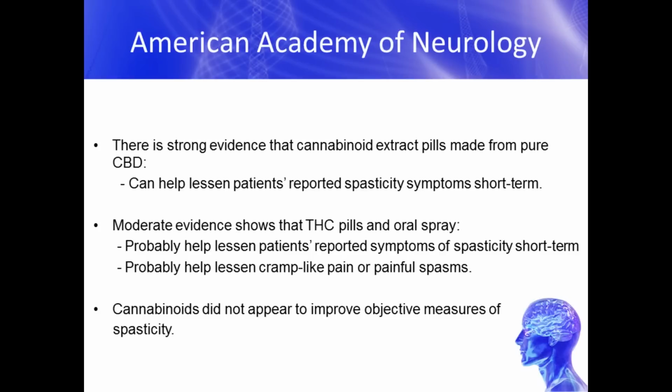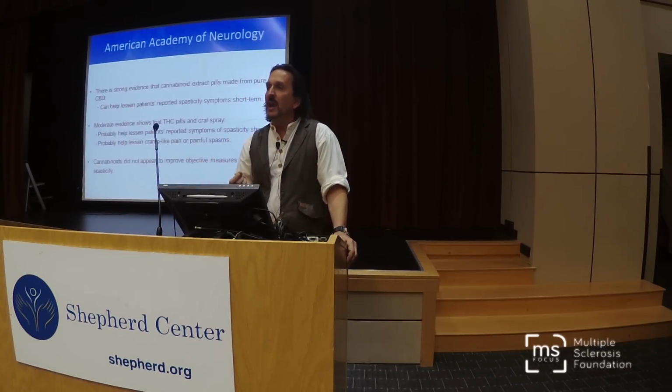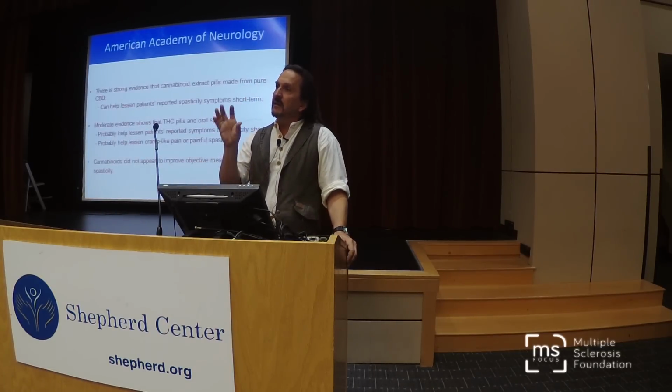There was moderate evidence that THC pills and oral spray probably help lessen patients' reported symptoms of spasticity in short-term studies and probably help lessen the spasms or cramp-like pain. What's interesting is when they looked at objective measures of spasticity, we typically use something called the Ashworth scale in research. They couldn't show that the cannabinoids actually affected the Ashworth scale.